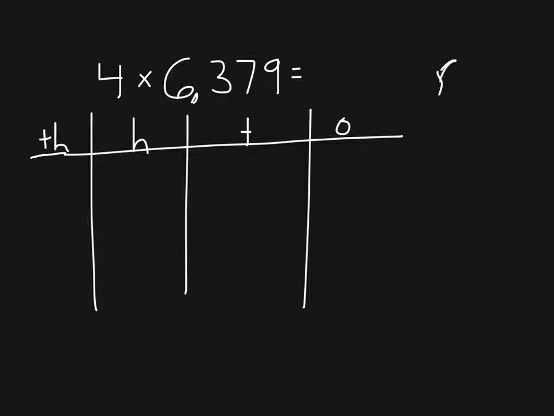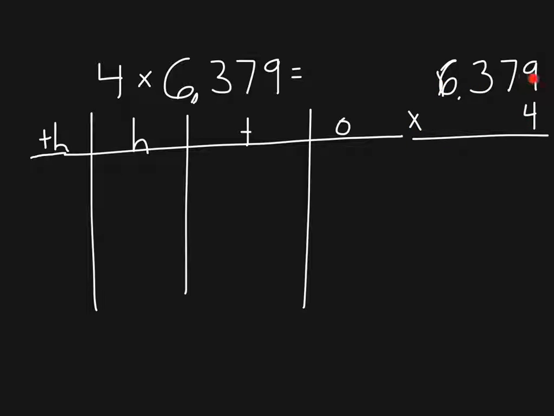So here I'm going to rewrite my problem vertically, 6,379, and I am multiplying that by 4. So I know that this ends up becoming 4 separate multiplication problems. I have 4 times 9 ones, 4 times 7 tens, 4 times 3 hundreds, and 4 times 6 thousands.